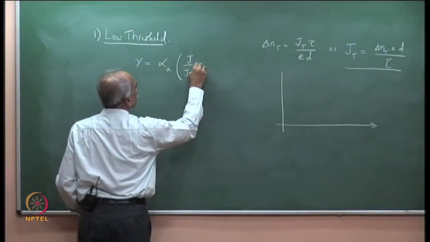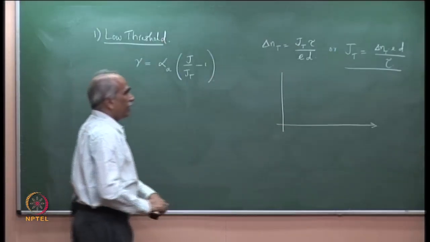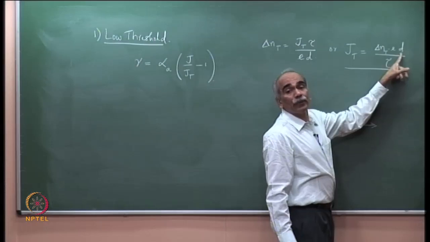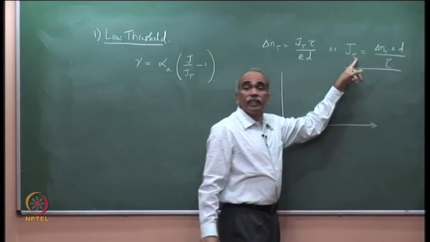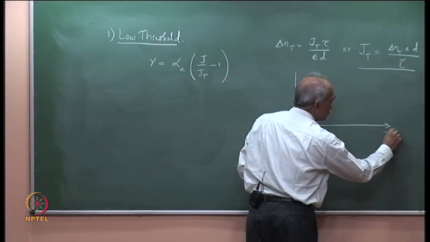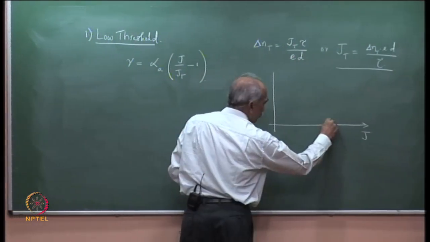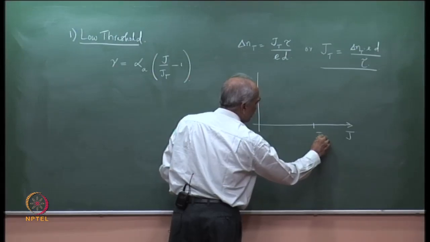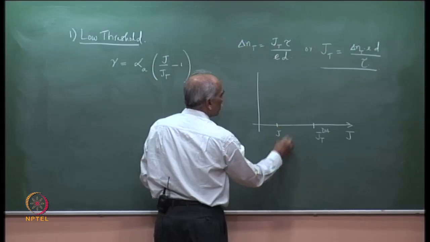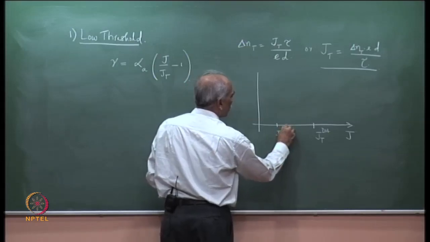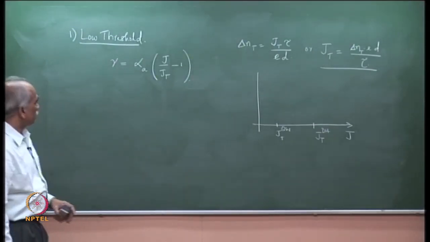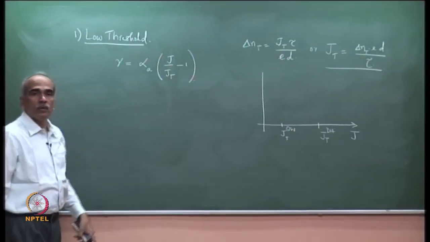J by jt minus 1. In the case of quantum well structures, jt is very small compared to double heterostructures, and therefore jt is a small number. So, on this axis, if I show j, then jt for a double heterostructure is here, jt for a DH, and for a quantum well structure it is somewhere here, jt for a quantum well structure. The corresponding gamma is here.